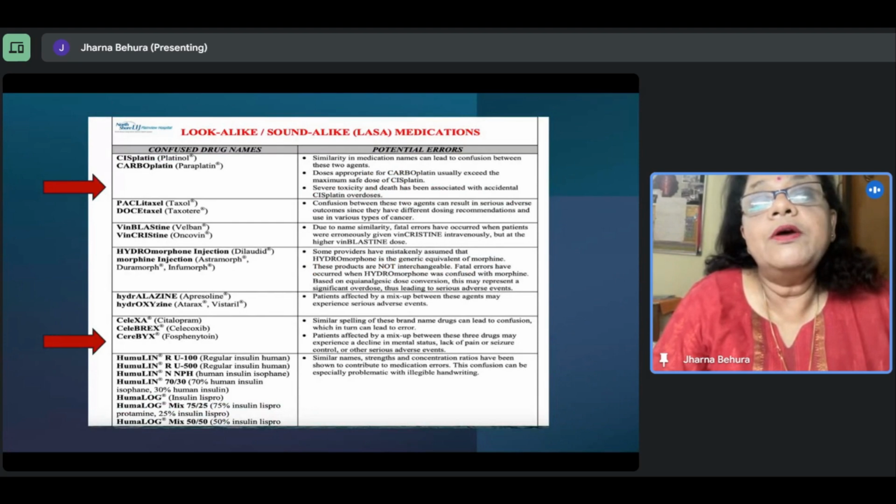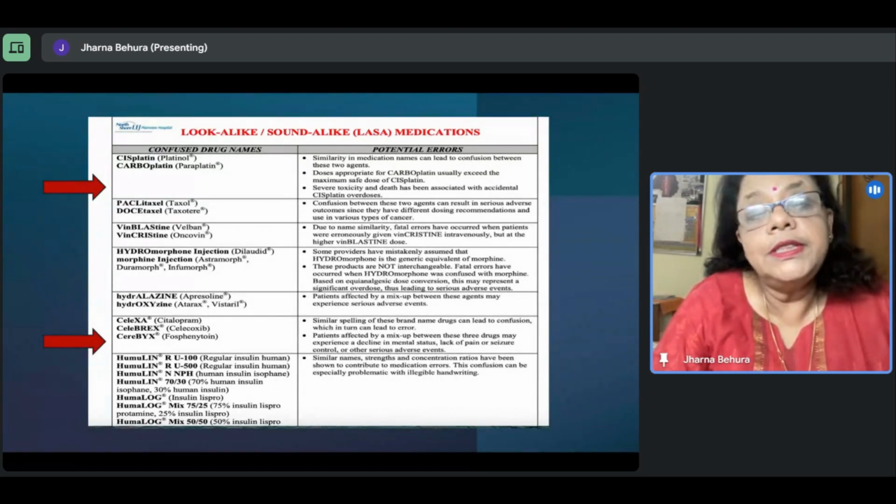Now, these are some look-alike or sound-alike drugs which are known as LASA medication. Cisplatin and carboplatin, for example: the similarity in medication names can lead to confusion between the two agents. The doses appropriate for carboplatin usually exceed the maximum safe dose of cisplatin, and severe toxicity and death have been associated with accidental cisplatin overdose.